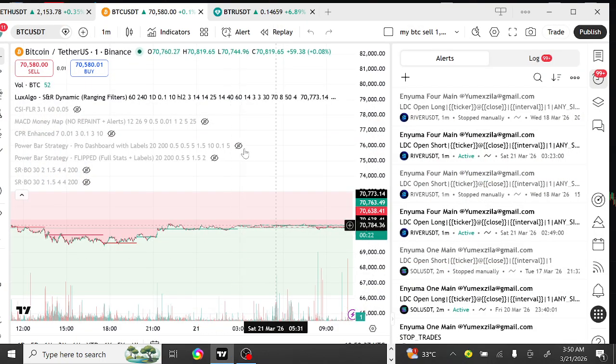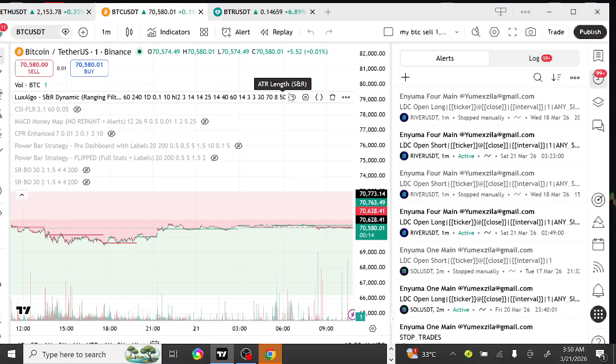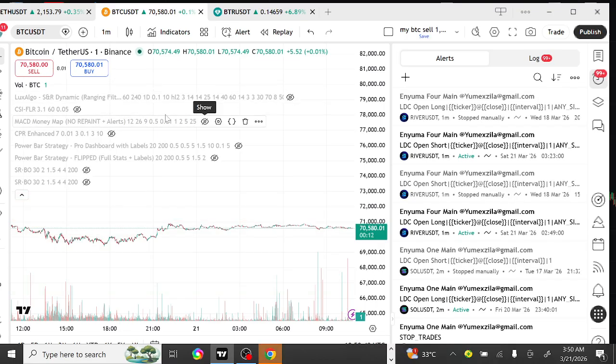Let me show you. These are a lot of other trials I've done. Okay, this is another one that I tried. Let me show you just in case. This is the MACD money map. No repaint. This one works too. It works too, but not as good as the other one. So these are the two of all I've done.